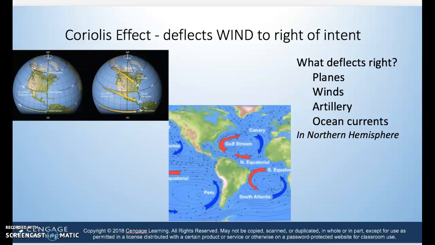As you know, the Coriolis effect deflects wind. It has nothing to do with convection. It deflects wind to the right of its intended target. And it deflects not only wind, but planes and artillery and ocean currents too. It deflects it to the right in the Northern Hemisphere. In the Southern Hemisphere, you deflect to the left. If you want to be convinced of that, you really should see my purple balloon video, because I do a demonstration there.